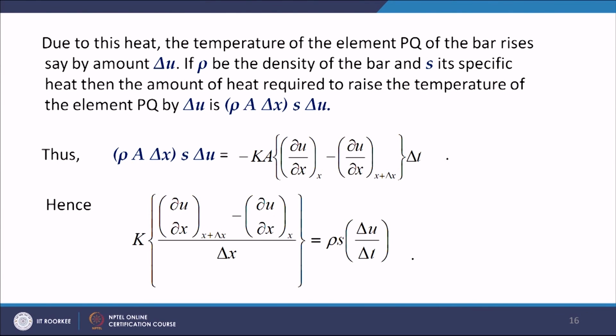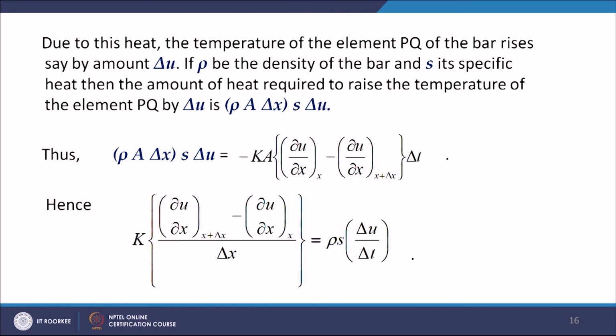Suppose it rises by an amount delta U. Then if rho is the density of the bar and S is its specific heat, the amount of heat required to raise the temperature of the element PQ by delta U is rho into A into delta x, which is the mass of the element PQ, because rho is the density and A delta x is its volume, into S into delta U. So, rho A delta x S delta U is equal to minus K A delta U by delta x at x minus delta U by delta x at x plus delta x, into delta T.